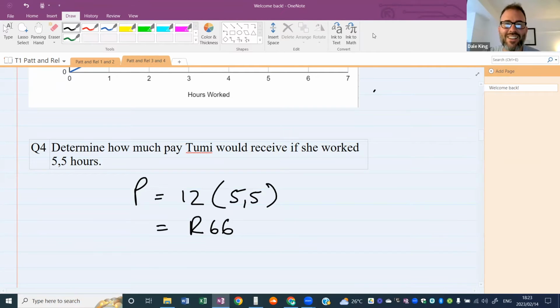All right, 66, yes. Who was that? Was it Giovante? 66. That is what I'm laughing at. Like, wow. 5.5 hours and 66 rands. 12 rand an hour. Please, guys, when you get a job, you're going to be earning a lot more than that. Promise you.